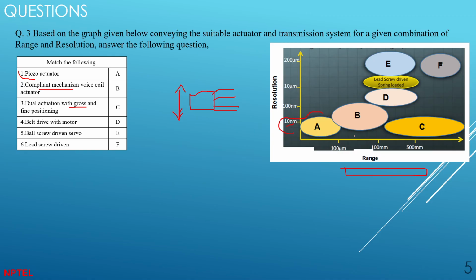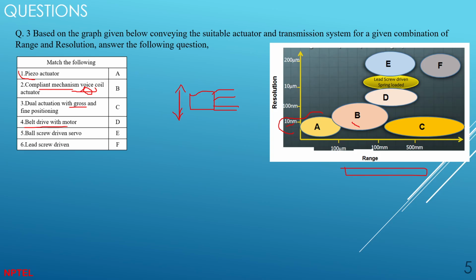And if you go for option B, B is in between. It can measure up to a high range, but it still has a small resolution. This is what option B refers to. A compliant mechanism with a voice coil actuator can do that. This is being used for the hard disk drive that we have used.